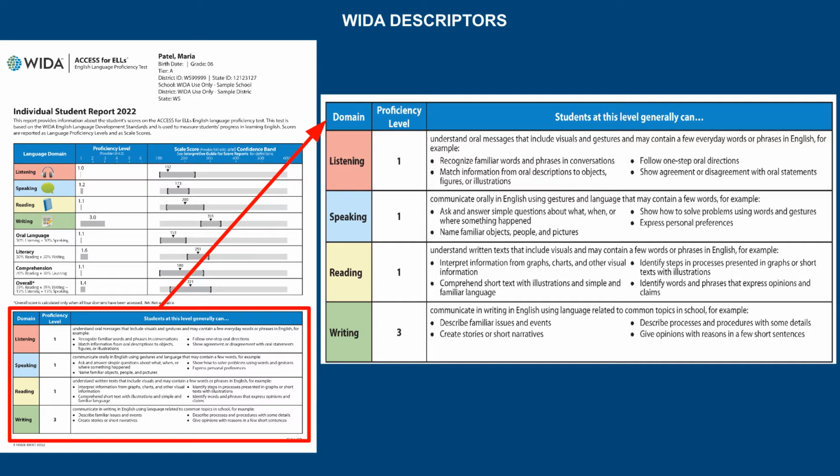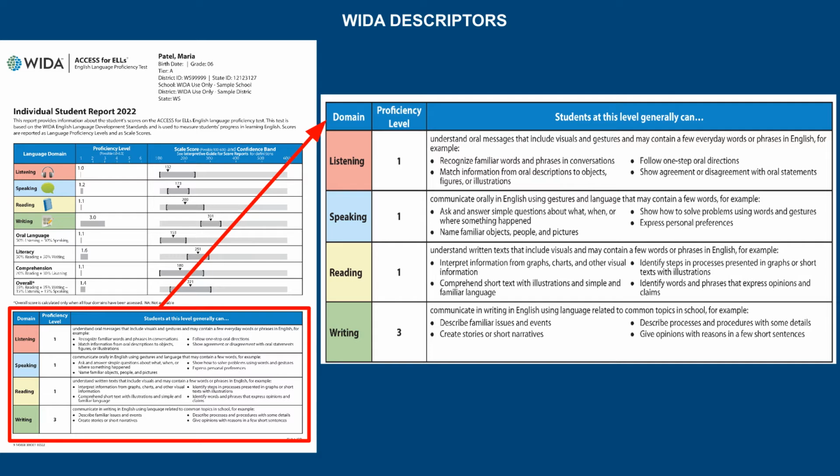In the listening domain, Maria scored a proficiency level of 1. Read the descriptor under the students at this level generally can. This gives you an idea of how Maria uses language. Maria performs at a level 1 in both speaking and reading domains, which indicates her language usage is at the entering level with the range from 1.0 to 1.2.